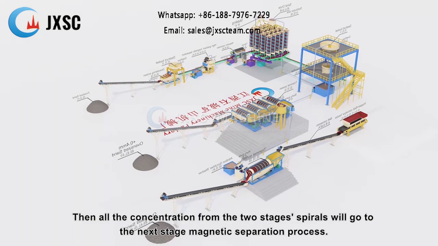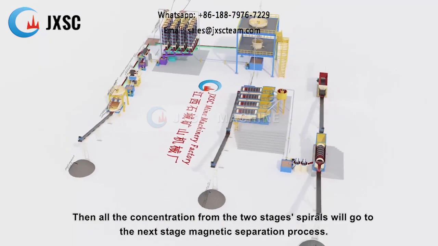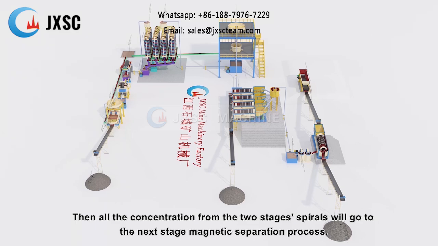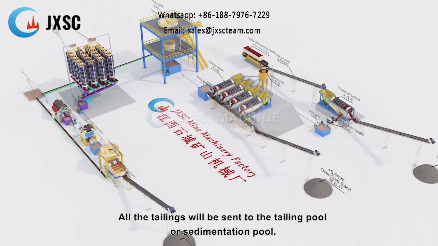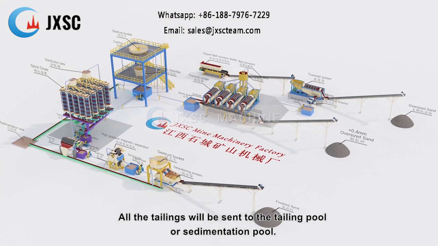Then all the concentrate from the 2 stages of spirals will go to the next stage, the magnetic separation process. All the tailings will be sent to the tailing pool or sedimentation pool.